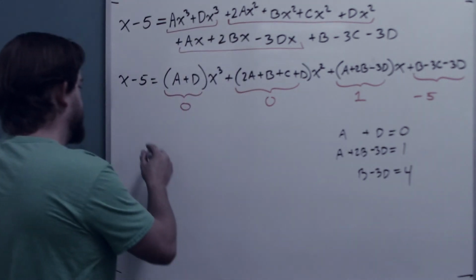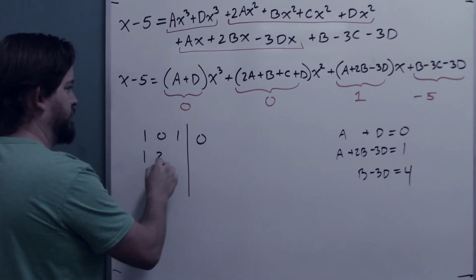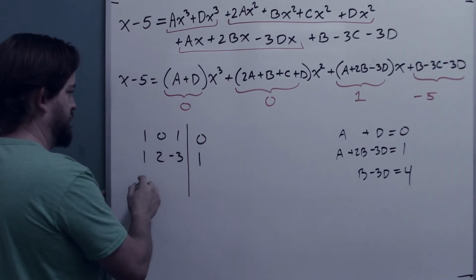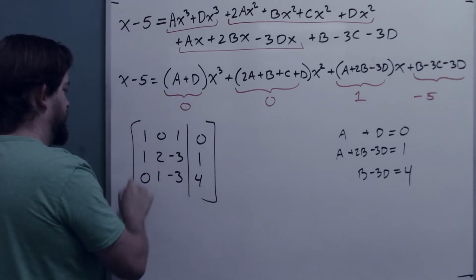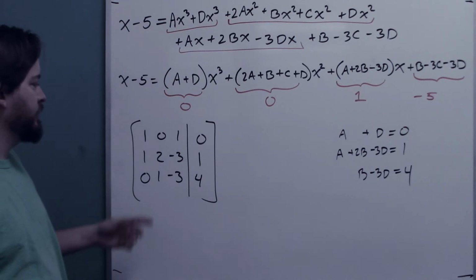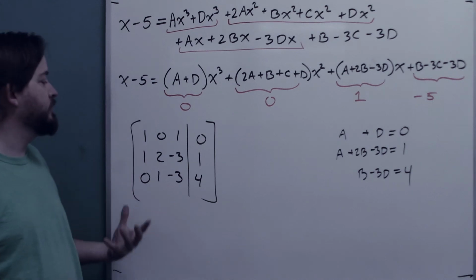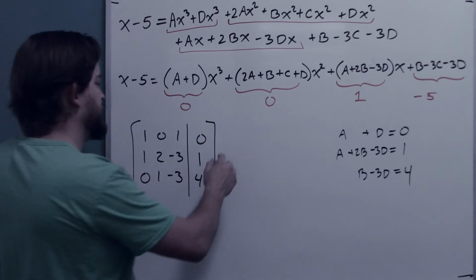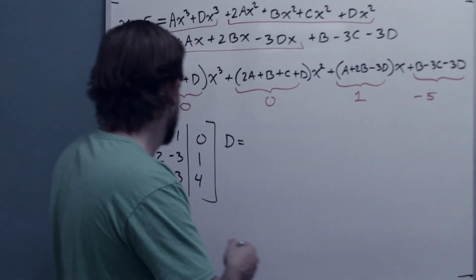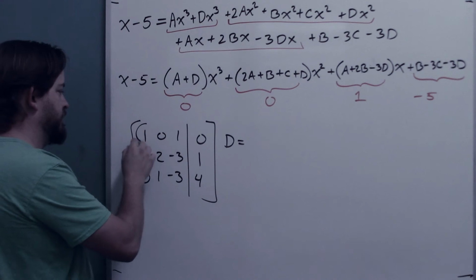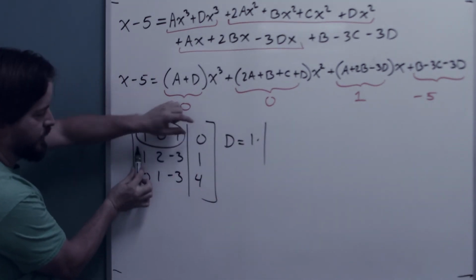But I have this system. If I want to play with matrices, there's my matrix, right? I can RREF this pretty quick, right? Row 2 minus row 1 to eliminate that 0. Or I can use Cramer's rule. I can find D is equal to, pick a row, doesn't matter. D is 1 multiplied by 2 negative 3, 1 negative 3.